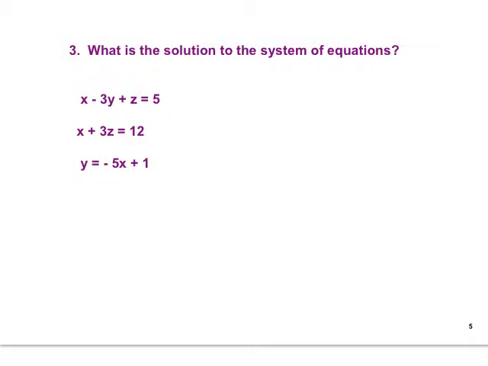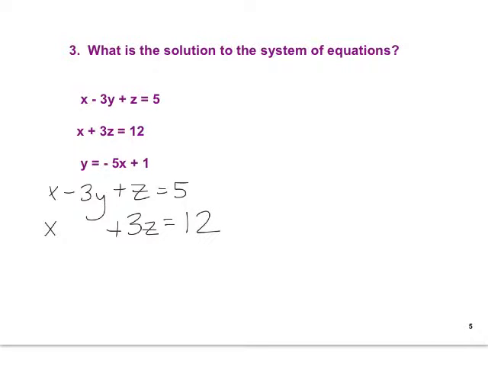The first equation is fine, so we're just going to leave that one alone. X minus 3y plus Z equals 5. Let's take a look at the second equation. We've got our X in the right spot, but we don't have a Y. So I'm going to leave a space there for the Y, and I'm going to line the 3Z up under the other Z, and then the 12.